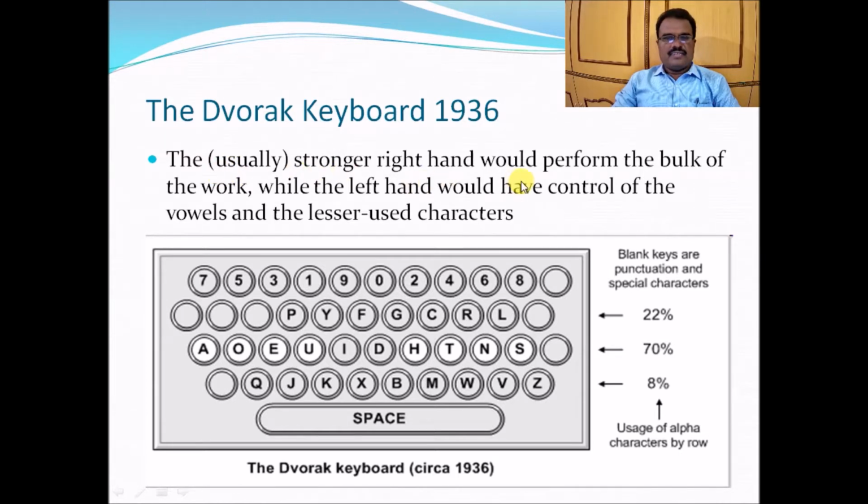The stronger right hand would perform the bulk of the work, while the left hand would have control of the vowels and lesser used characters. So here, the use of alpha characters by row: we can see in this last row there is 80 percent, in the middle row 70 percent, in the top row only 22 percent. So this is another type of keyboard, exactly opposite to the QWERTY keyboard which we are using.